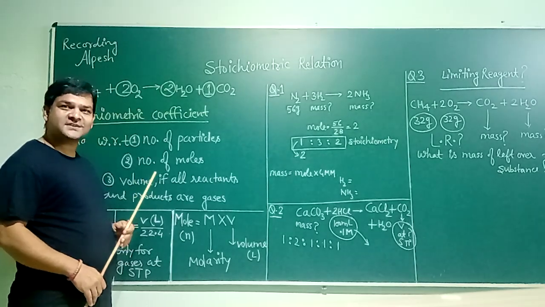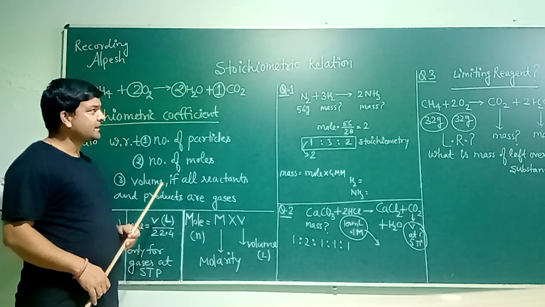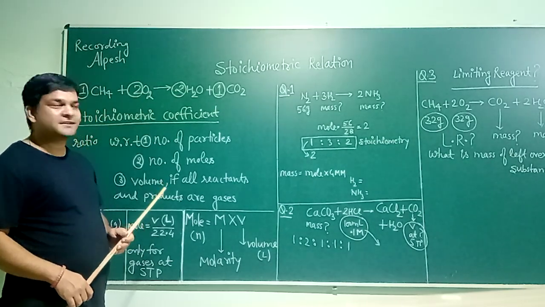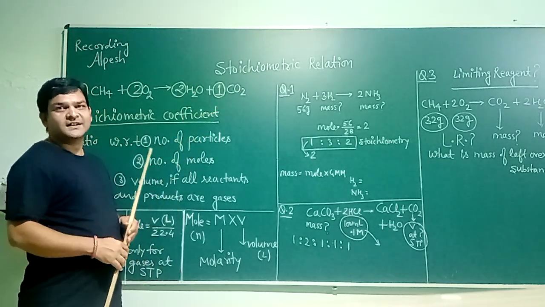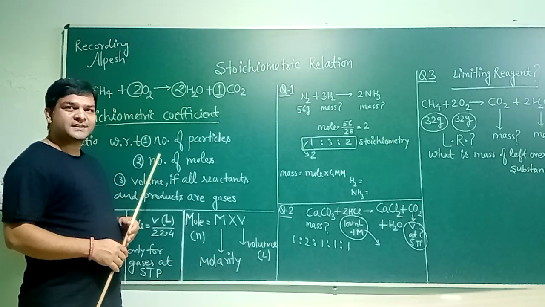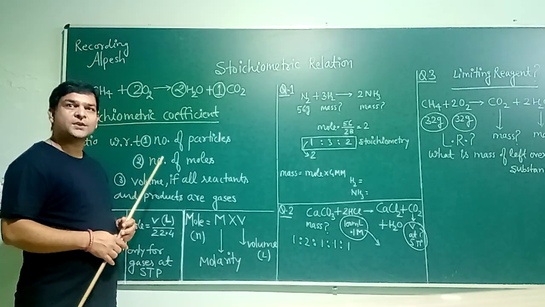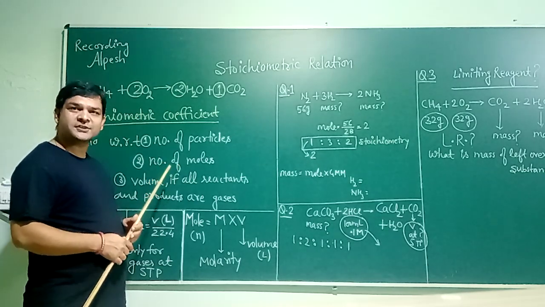In the next class of chapter number 1, some basic concepts of chemistry. In this chapter today we are going to discuss a very important topic, that is stoichiometric relation. Now stoichiometric relation helps us to calculate the amount of reactant required or amount of product formed in a chemical reaction.